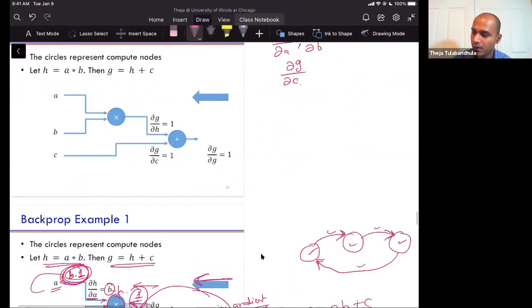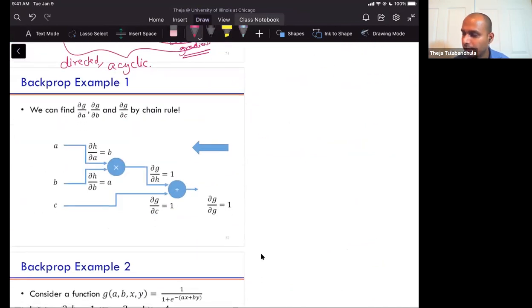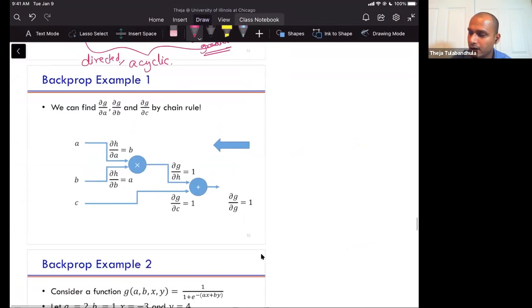And that's exactly what we did. So here, yeah. So any questions about this small BackProp example?